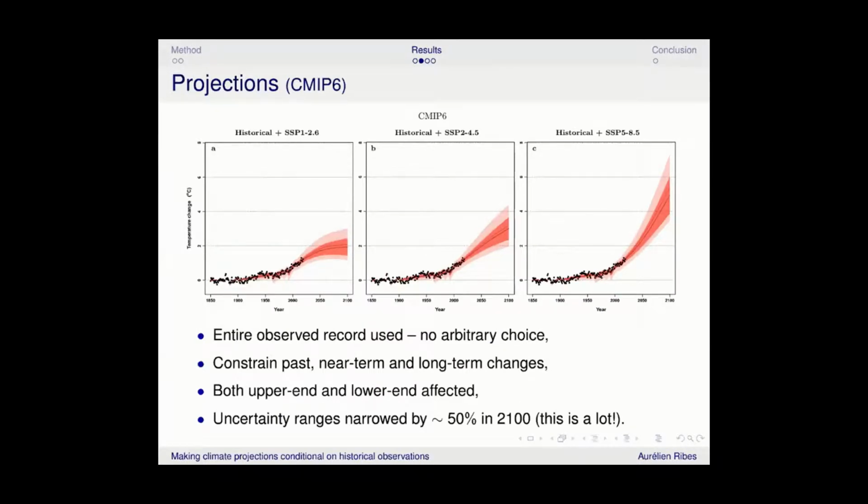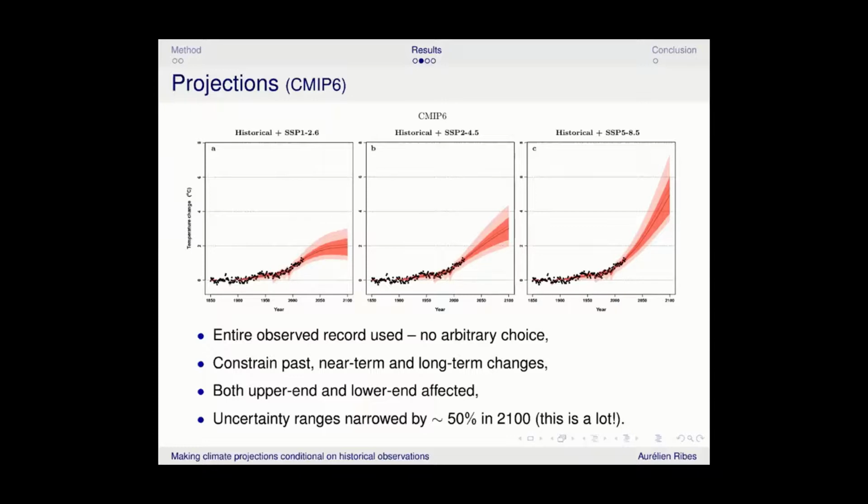This is illustrated here for the three main scenarios in CMIP6, so SSP 2.6, sorry, 4.5 and 8.5. What I think is interesting with this technique is that you use the entire observed record, so there is no arbitrary choice of a specific period of time over which we could calculate a trend. You take the entire time series, so there is a kind of exhaustivity in the use of available information. You can constrain the past, the near term, and the long term change, so you have something which is not dependent on a given target period.